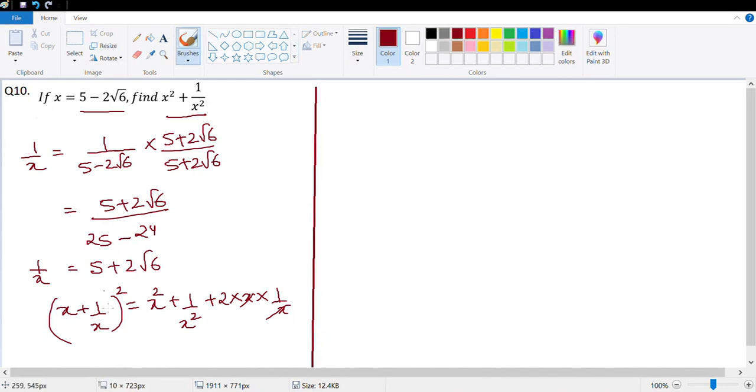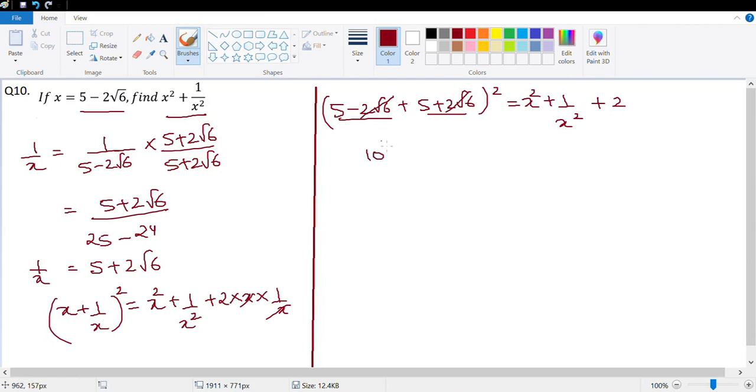So x plus 1 upon x, in this case, is 5 minus 2 root 6 plus 5 plus 2 root 6. This is x, this is 1 upon x. Whole square will be equal to x square plus 1 upon x square plus 2. 2 root 6 and negative 2 root 6 get cancelled. So 10 square is equal to x square plus 1 upon x square plus 2, which means 100 minus 2 is equal to x square plus 1 upon x square. Therefore, x square plus 1 upon x square is equal to 98.